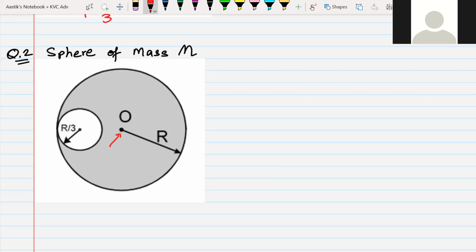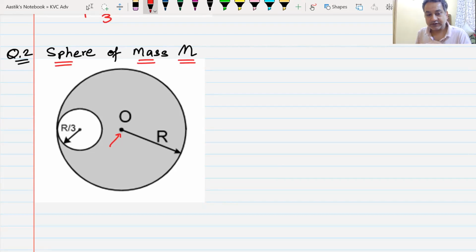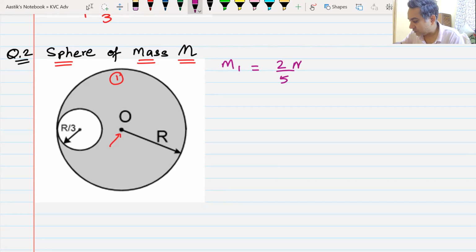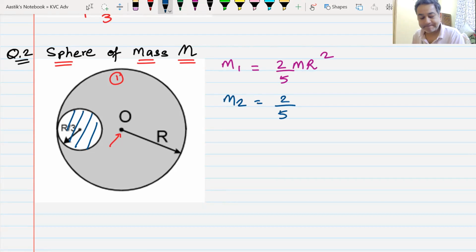If you're taking so long, that means you're not getting the answer. So I'll do it now. First, the body is this sphere. What is the moment of inertia of the sphere? 2/5 m r square. M1 is 2 by 5 m into r square. Then I find the moment of inertia of this body, body 2. 2 by 5. What is the mass of this body? The mass of the original sphere was m.